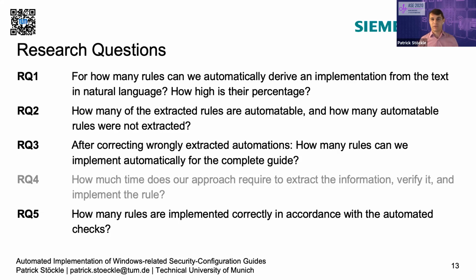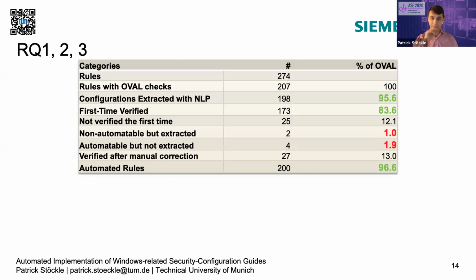The 4th research question is not that interesting. That's why I want to focus on the first 3 and the last one, because the last one is how many rules are implemented correctly in accordance with the automated checks. Remember, we have automated checks because the standard we are considering defines how to write and how to execute automated checks, but we don't have the automated implementation. And this is why we have some ground truth to evaluate our approach in the 5th research question.